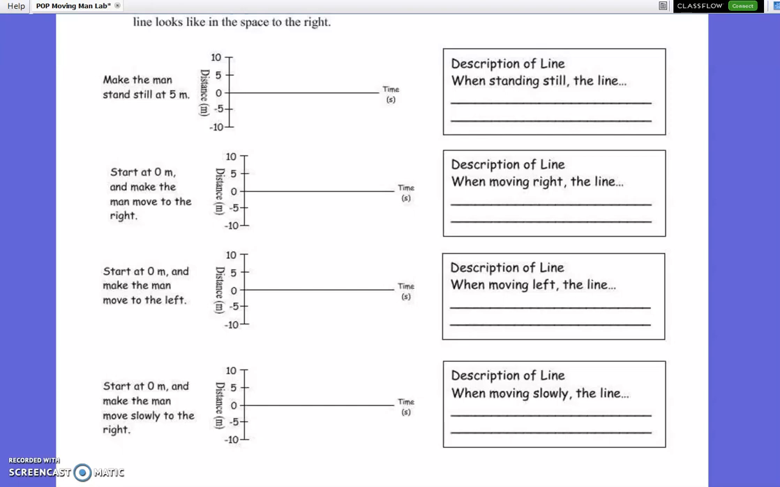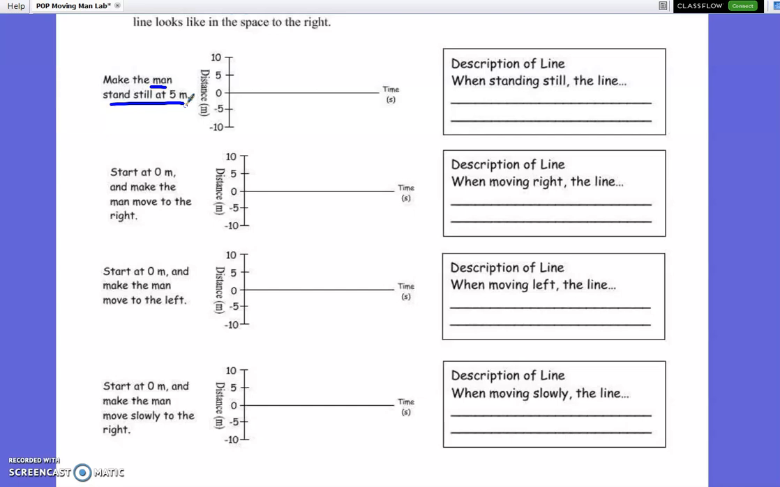So in the spaces provided here, as we scroll down, the first thing I want you to do is, with your pen or pencil, sketch a graph of what you think the graph will look like when the man is standing still at 5 meters. So what will this graph look like when the man is simply standing still at 5 meters? Write down with your pen or pencil your guess as to what that graph will look like. A little bit later on, we'll test it out, see what it actually looks like, and see how close you got.